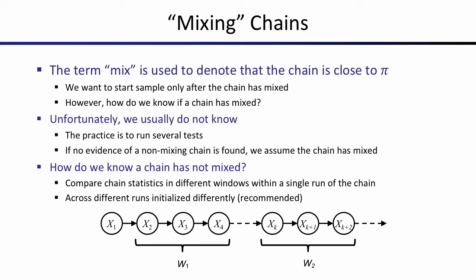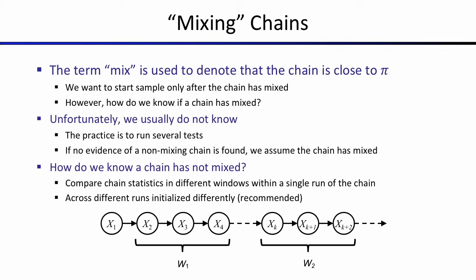Okay, so welcome back. This is our fourth video about sampling, and now we're going to discuss a little bit about mixing chains. As we saw in the previous video, we use this term mix to denote that the chain is close to the stationary distribution pi. So we want to start sampling from the chain only after the chain has mixed, only after the chain is close enough to the stationary distribution, that is the distribution specified by the Bayesian or the Markov network.